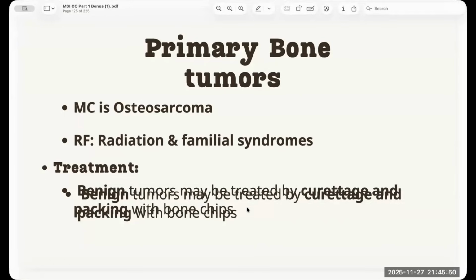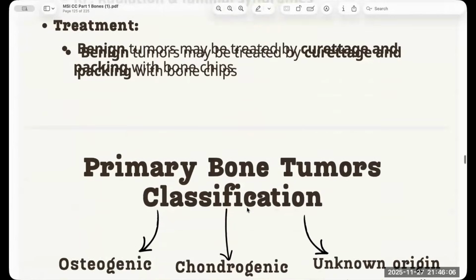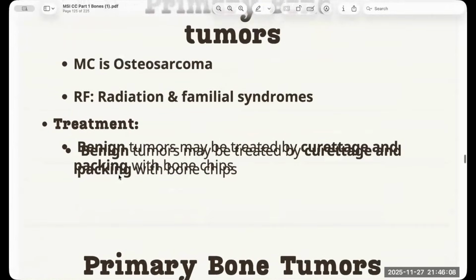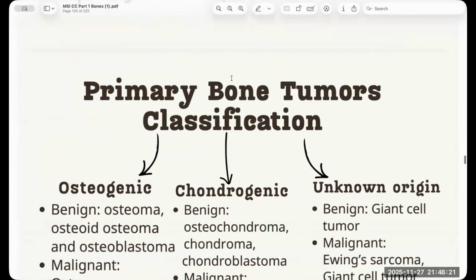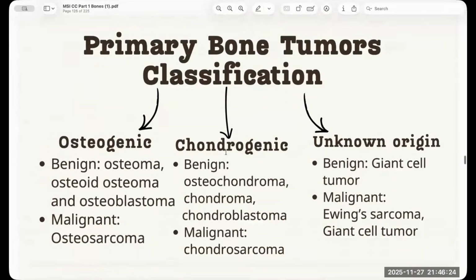The treatment, if it's benign: benign tumors can be treated by curettage, or burning of it, or removal, and packing with bone. Okay. I don't know where the malignant part got removed, but basically the malignant tumors, I'll fix the slides and send them, can be treated by resection and chemotherapy. Okay? Surgical resection.